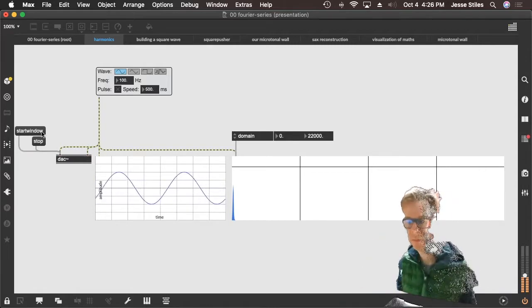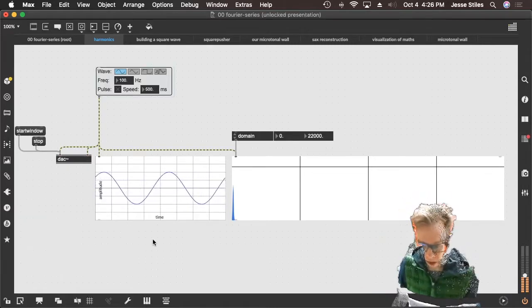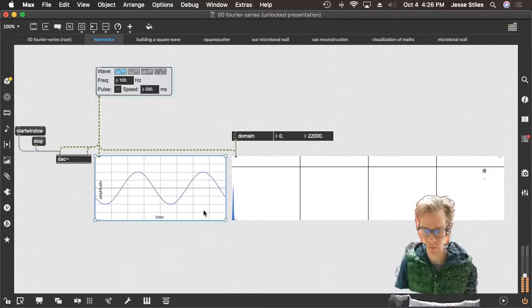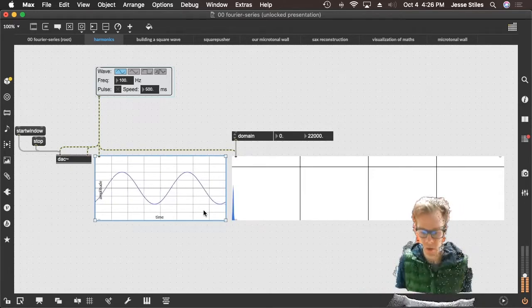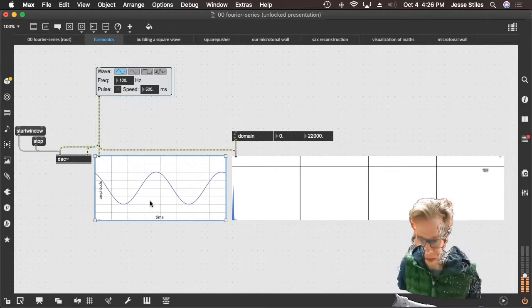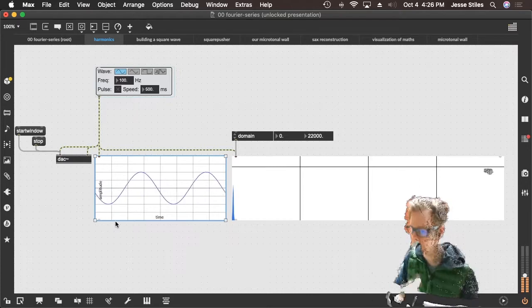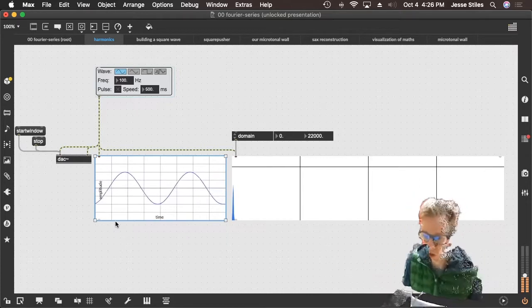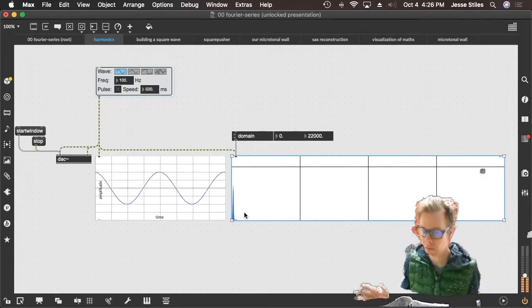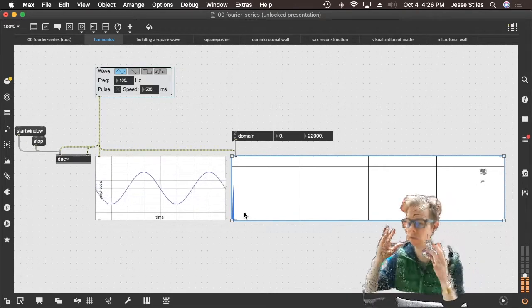So when we look at a signal like this in the time domain, this is what we traditionally call an oscilloscope. The y-axis is the amplitude of this signal, and the x-axis is time. So as we move forward in time, we're seeing that amplitude change. Next to this, we are looking at a different view of this signal. We're looking at it in the frequency domain.